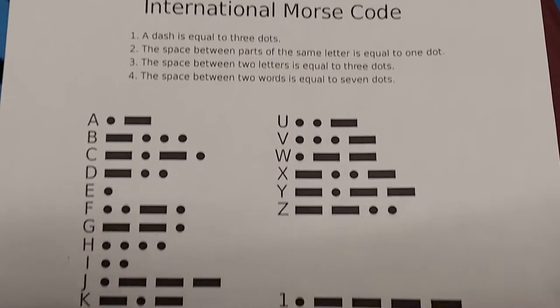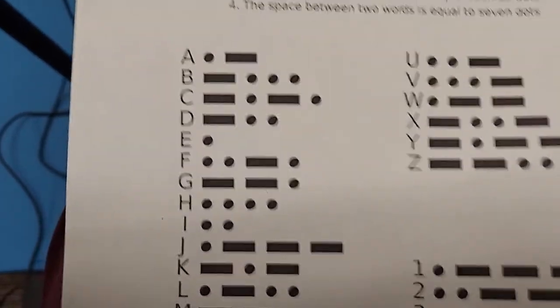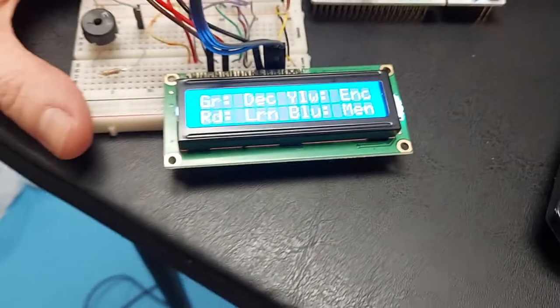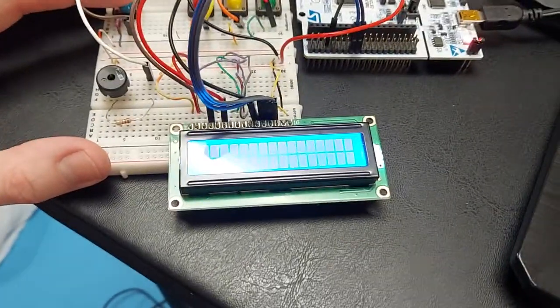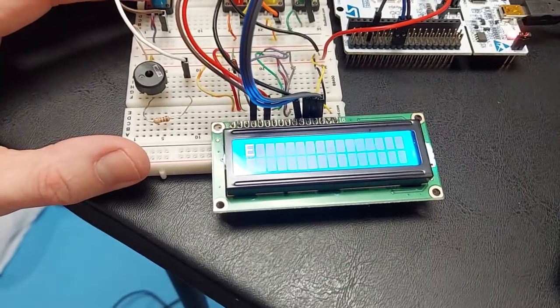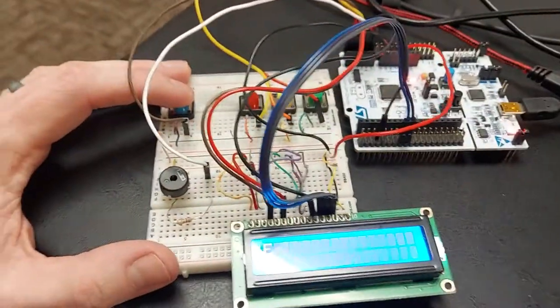So the basic unit is a dot, which if I give a single dot, it should output an E. Let's go ahead and test that. We'll go into the decode state to test this. If I press the blue button for input, it'll print an E. Okay, and then a dash, if I hold the button down for just a little while, it's a T.